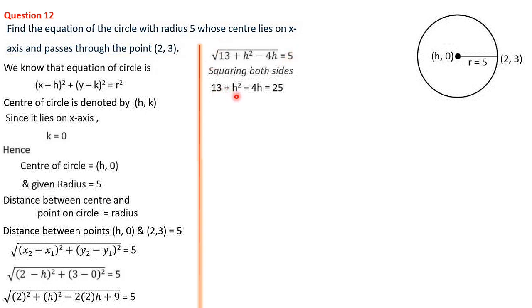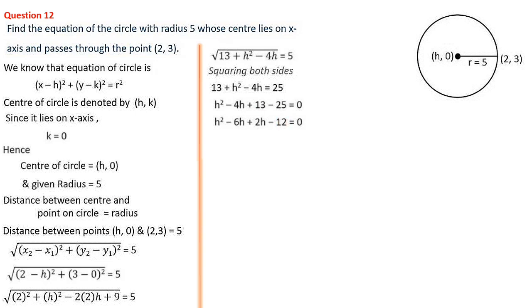So 13 plus h square minus 4h is equal to 25. Rearranging the left hand side, h square minus 4h plus 13. Then take the right hand side 25 to the left, that is minus 25 equal to 0. That means h square, here 13 minus 25 is minus 12.